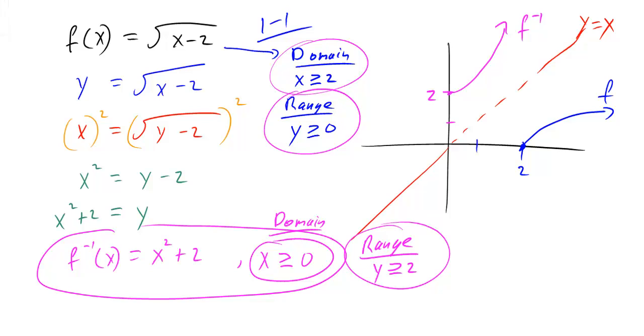So sometimes you have to be careful here, particularly with the domain of the inverse function, because we have to limit that. Otherwise, the inverse function is not the entire parabola, it's only this right-hand side. Otherwise, it would not be an inverse function.